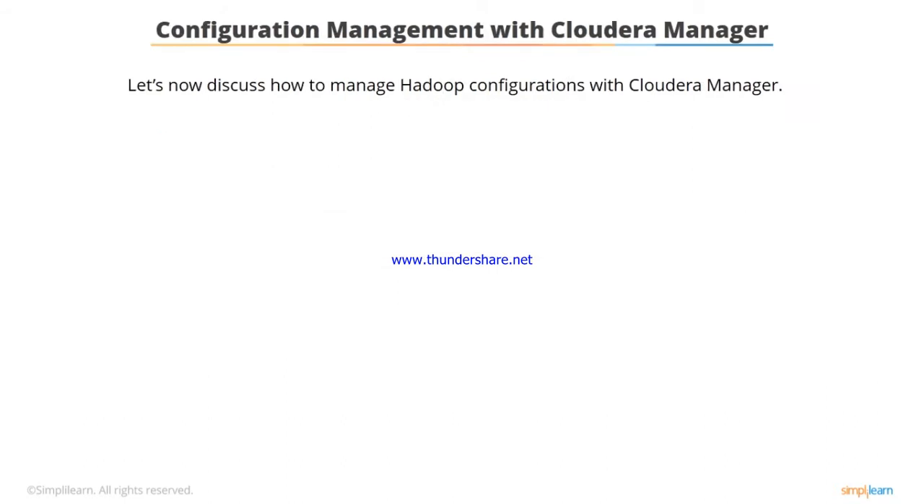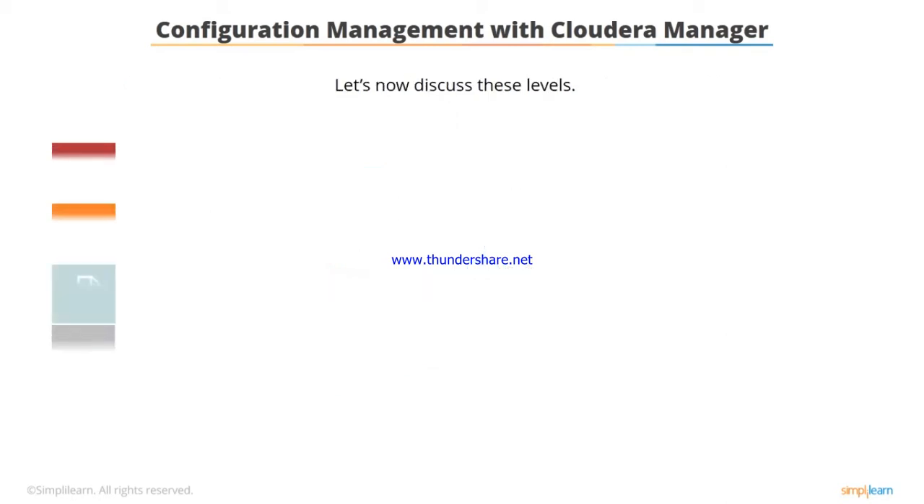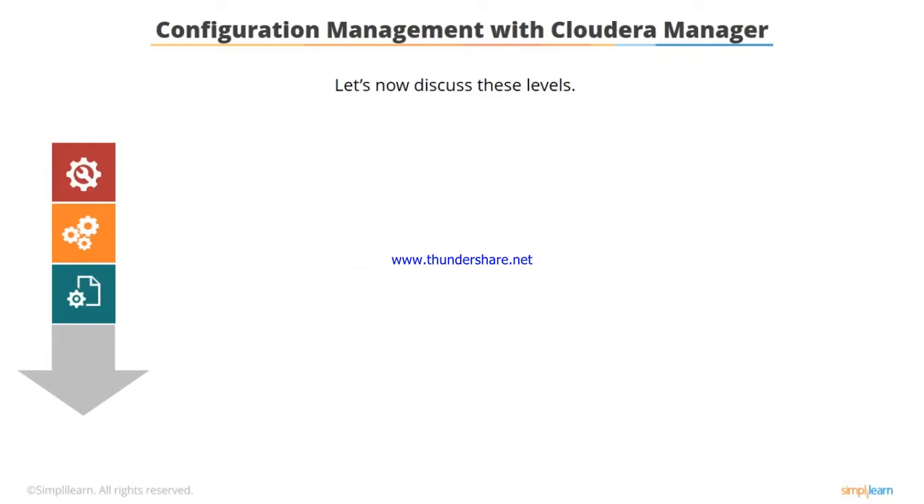Let's now discuss how to manage Hadoop configurations with Cloudera Manager. First, Cloudera Manager has configurations related to its own administrative operations. These have to be set up. Hosts include configurations related to monitoring, software management, and resource management. Cloudera Manager defines and manages configurations at different levels. Let's now discuss these levels.